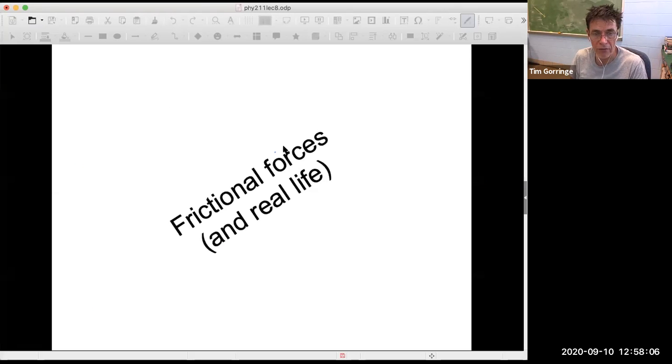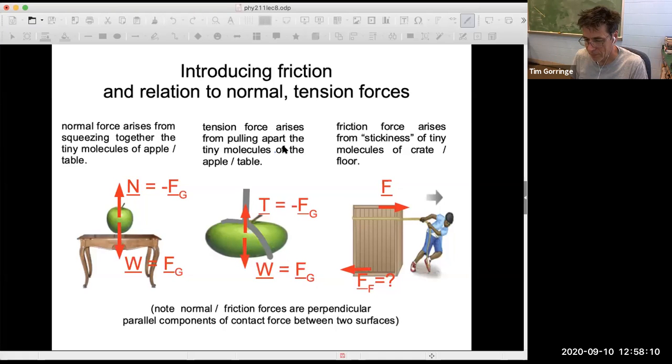Okay, now I want to bring in friction. So this slide introduces friction. It introduces it in a way where we compare it to those two other contact forces that we met, which were the normal force and the tension force. So friction is also a contact force. All three of them involve the contact between materials. In fact, all three of them are due to the molecules of the materials in contact.